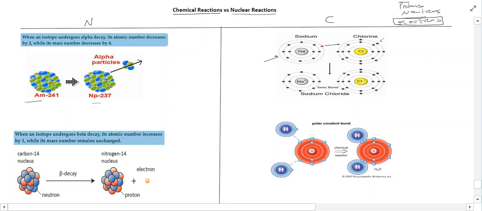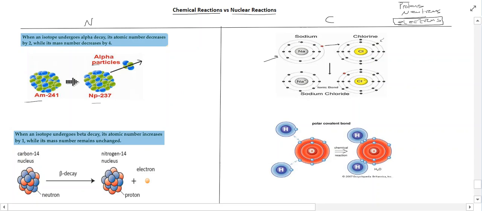For two of the main types of nuclear reactions, alpha decay and beta decay, what actually happens is your atoms change into different atoms. Whereas with chemical reactions, two atoms might come together and form a molecule or a compound, but the atoms themselves remain unchanged. With nuclear reactions, the atoms actually change into different atoms. So we'll look at two examples.